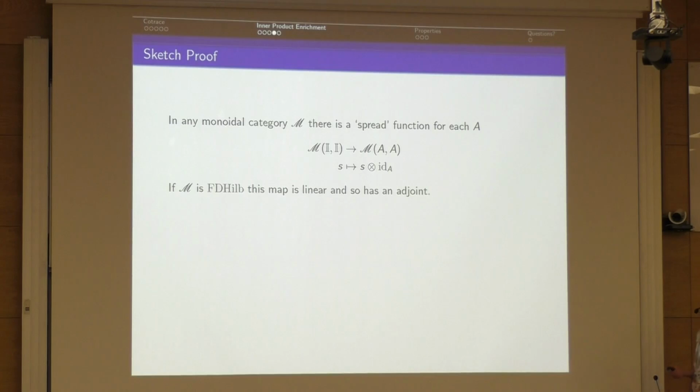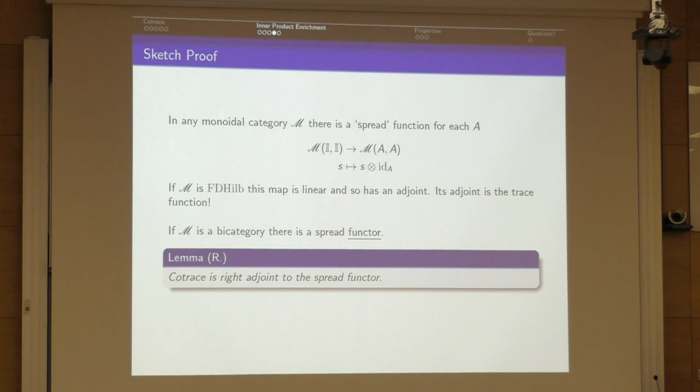But if we think about this in the case of finite dimensional Hilbert spaces, this map is linear, and so it has an adjoint, and its adjoint is just the trace function. So if we're thinking about now a symmetric monoidal bicategory, then there's a spread functor rather than a function, and you can prove that the cotrace is right adjoint to it. So in the same way that trace is linearly adjoint to spread, cotrace is right adjoint to spread. And there's also a dual version of this story, which is something I like to call co-spread, which is then right adjoint to the trace.